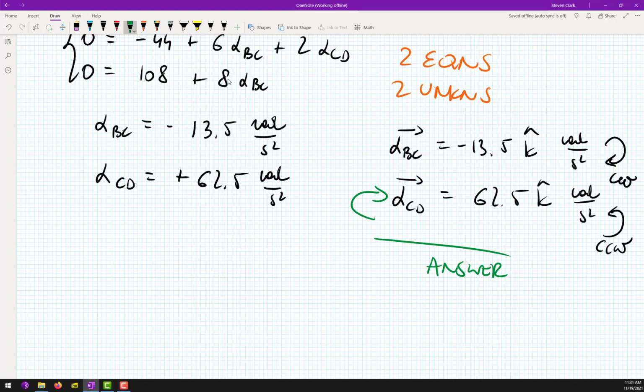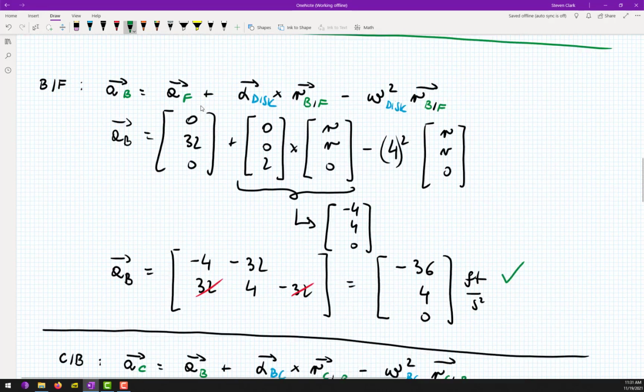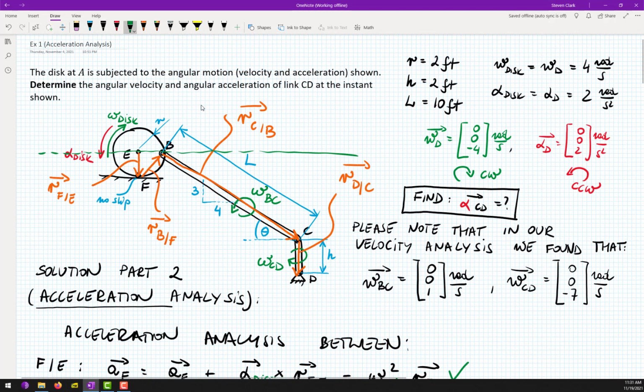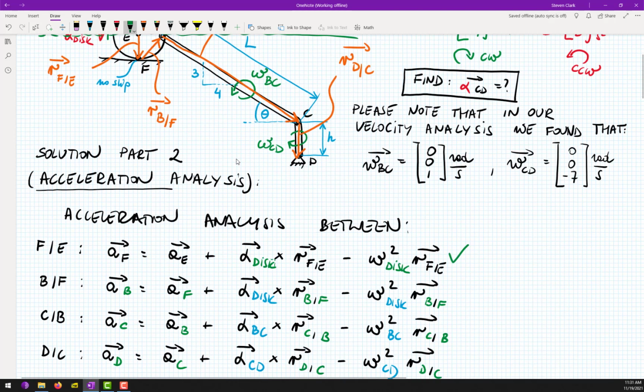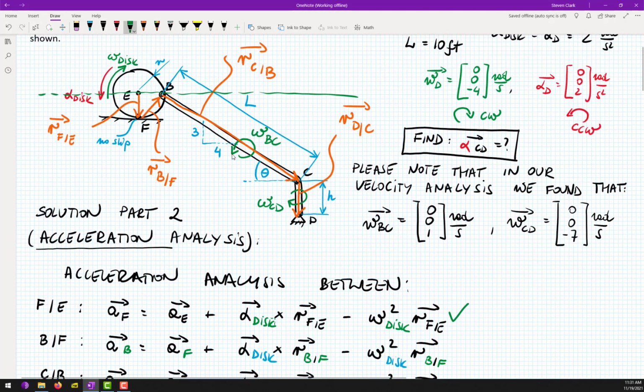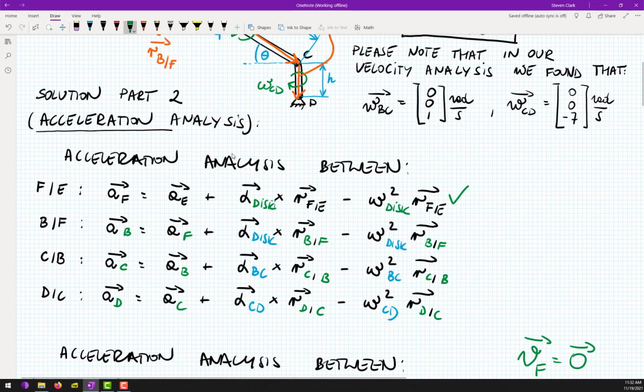When we did our velocity analysis, we did D with respect to F, C with respect to B, and then D with respect to C. And then for acceleration, we did F with respect to E. How come we didn't do F with respect to E during the velocity analysis? Because it was not needed. Observe that the velocity of point F is 0. But here, we didn't know the acceleration of point F, so we had to run that additional analysis. Great question. I was actually expecting that somebody would notice that.